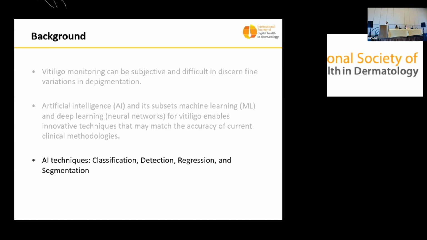And so the AI techniques that I'm talking about are classification, which is saying it's vitiligo or it's something else, be that healthy skin or another type of depigmentation disorder or another dermatologic condition in general, or detection, being able to actually just say, here's where the vitiligo lesions are on the skin. Regression-based modeling, which can be used to do lots of things, including classification, but also predict disease progression or treatment response. And then segmentation, which is being able to actually identify on an image where exactly the vitiligo lesions delineate.